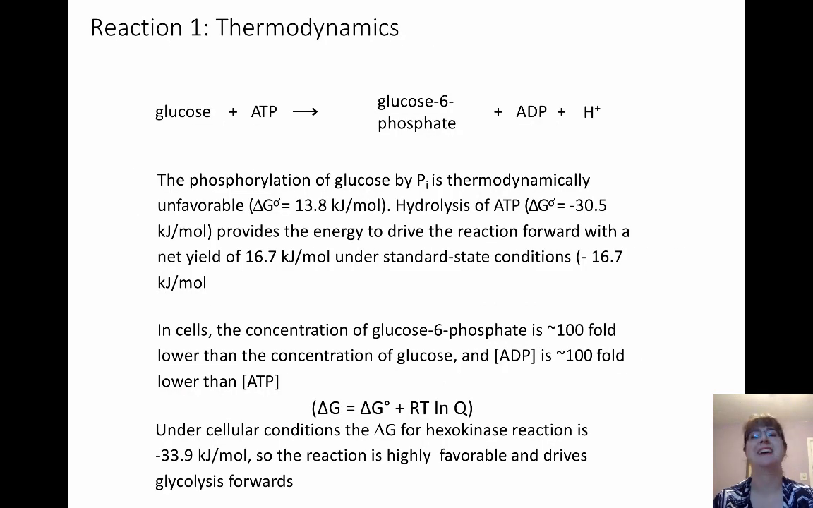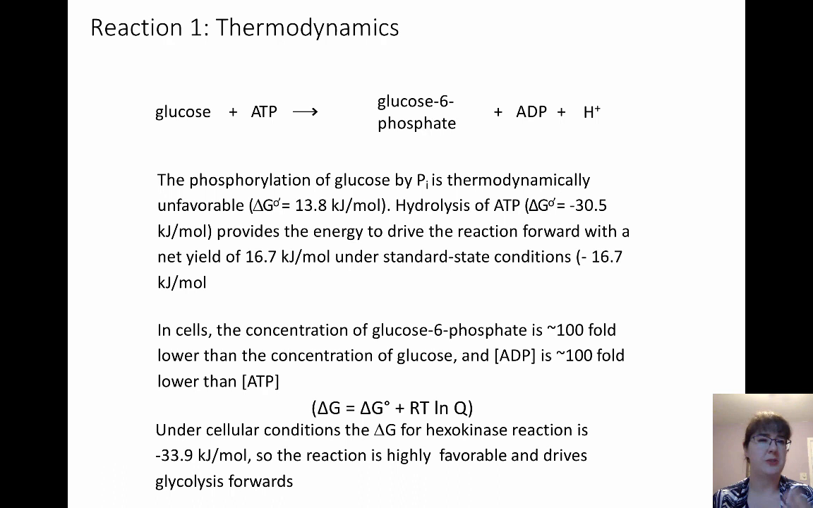So with those thermodynamics, again, this is a coupled reaction. If we were going to try to phosphorylate this without ATP, with just inorganic phosphate, that's actually unfavorable. So it is that hydrolysis of the ATP that's going to drive this reaction forward and make it a spontaneous reaction. The other thing that actually helps with this reaction is that in the cell, the product, your glucose 6-phosphate, is about 100-fold lower than the concentration of glucose. And the ADP is usually about 100-fold lower than ATP. So having both of those products be in a lower concentration than the reactants also helps drive this reaction forward.